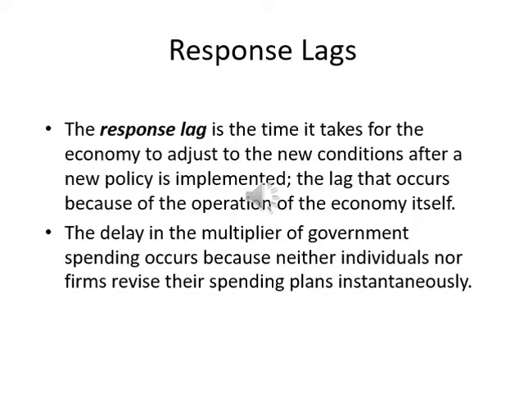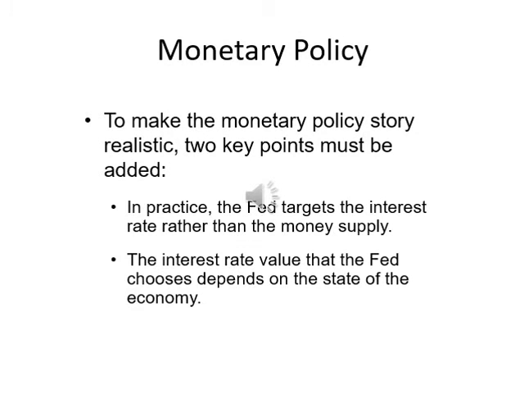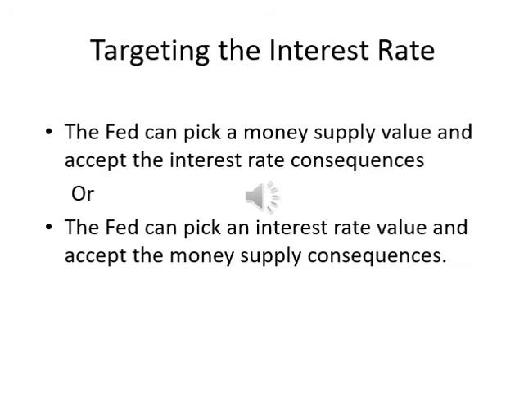To make the monetary policy story realistic, 2 key points must be added. In practice, the Fed targets the interest rate rather than the money supply. The interest rate value that the Fed chooses depends on the state of the economy. The Fed can pick a money supply value and accept the interest rate consequences. Or, the Fed can pick an interest rate value and accept the money supply consequences.